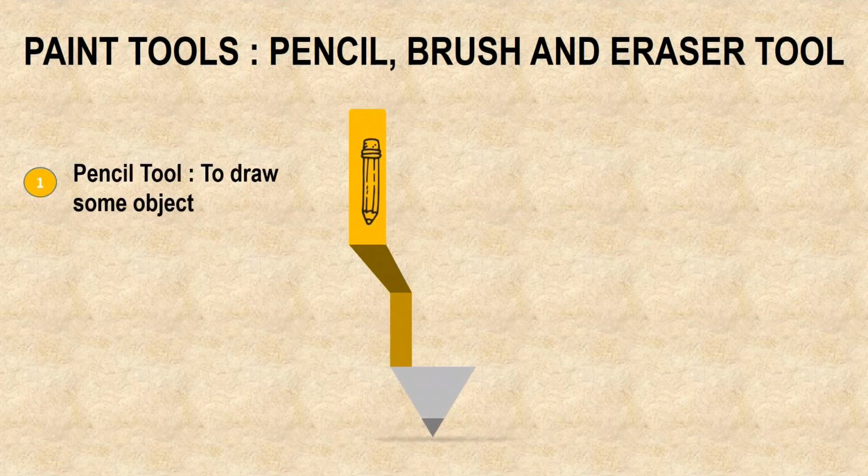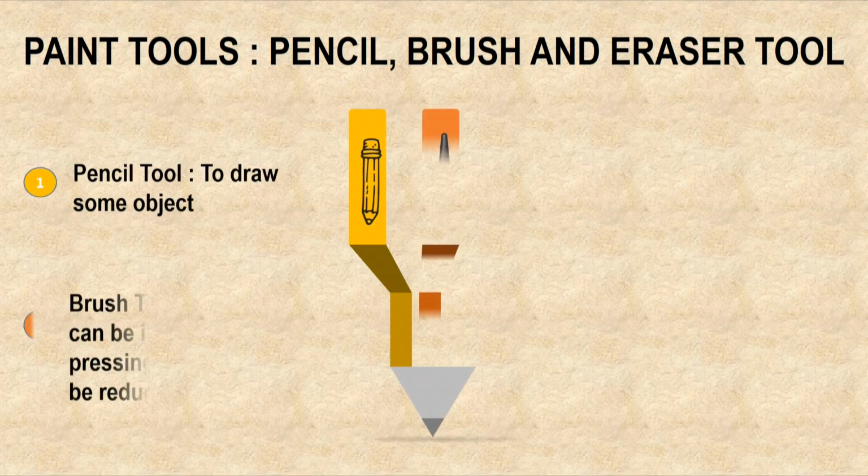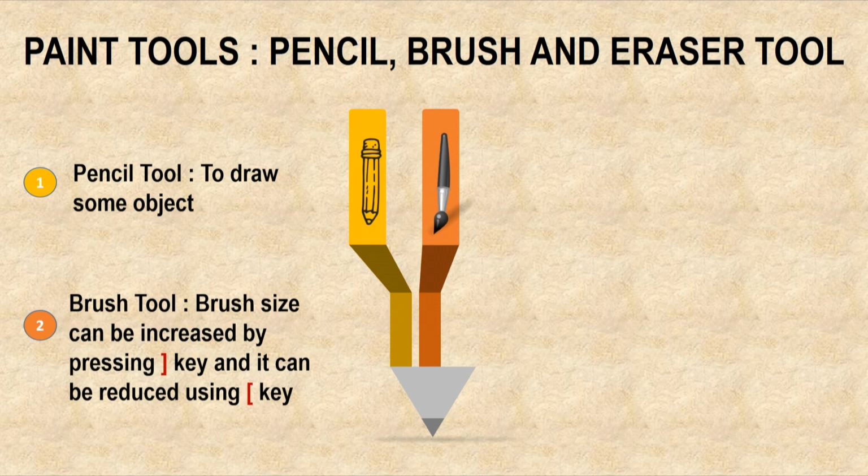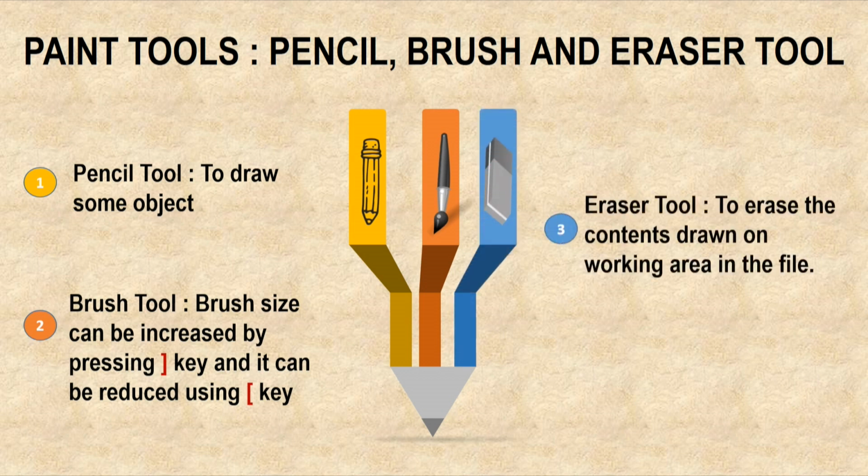Pencil tool is used to draw some objects. Brush tool is used for painting things, and we can make use of shortcut keys like the square bracket open and closed in order to reduce or increase the brush size. And eraser tool is used to erase the contents that we have already drawn on the GIMP working environment.